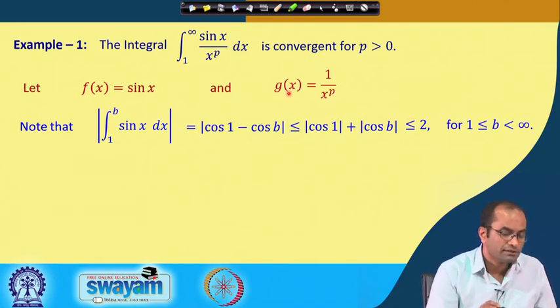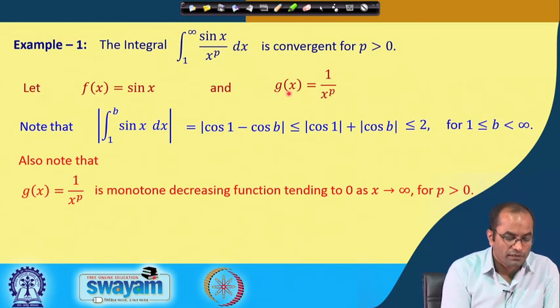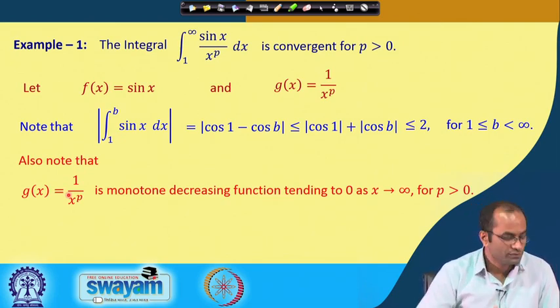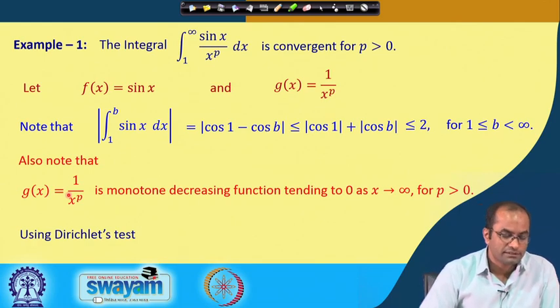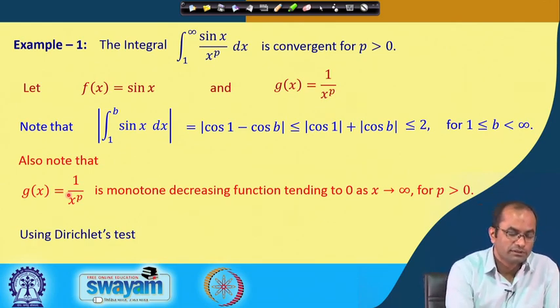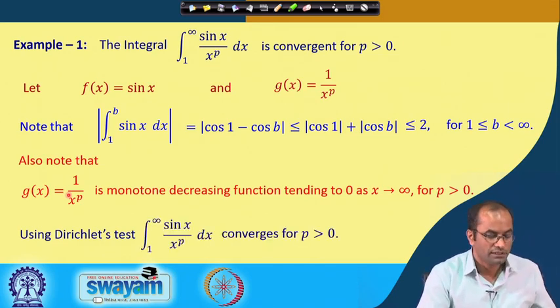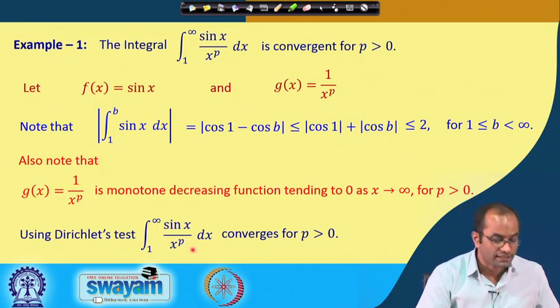Now, the other function g is a monotonically decreasing function, and naturally this tends to 0 as x tends to infinity for any positive value of p. So, using the Dirichlet test, we can talk about the integral of this product, sin x times 1 over x to the power p. That means the integral of sin x over x^p dx from 1 to infinity converges for any value of p greater than 0.